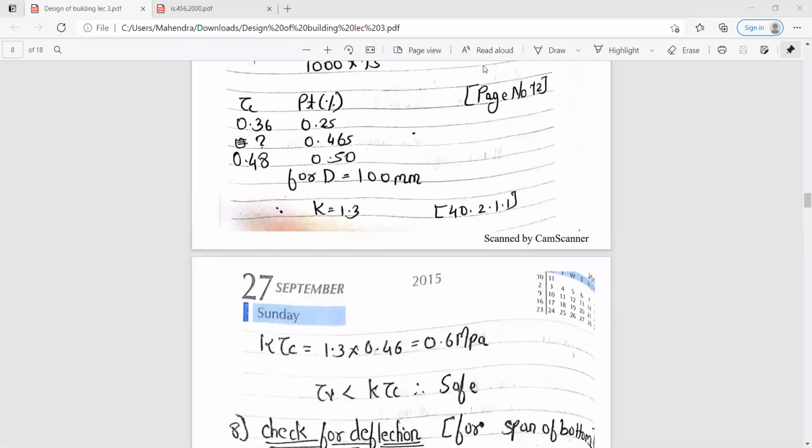Okay, so by method of interpolation, you need to calculate the tau c. So after calculating tau c, you get the value of tau c as something like 0.46. So now for D 100 mm, refer to your IS code clause number 40.2.1.1. Whenever your D is 100 mm, the value for the K constant is 1.3.